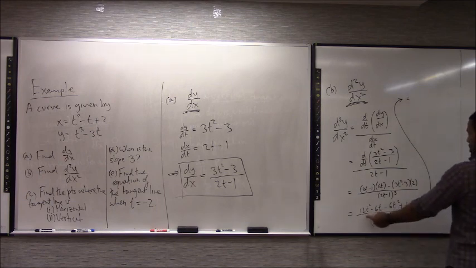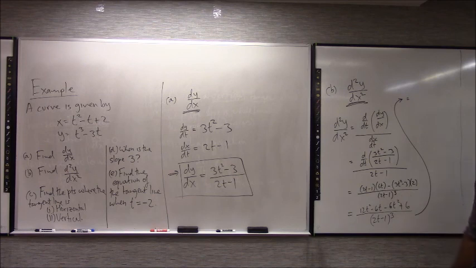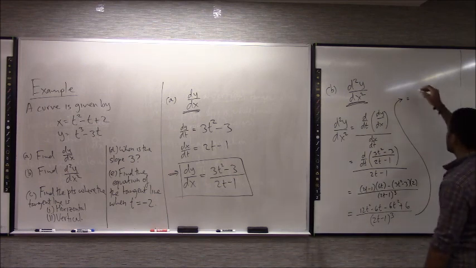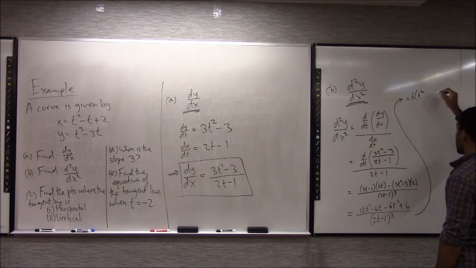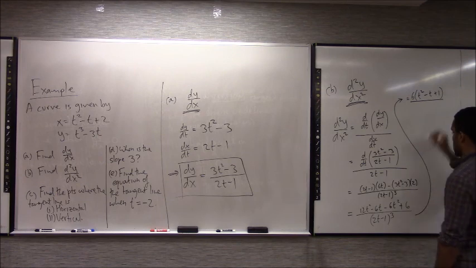Well, we have the 12t squared minus the 6t squared, so that would just give us 6t squared. So t is a common term, 6 is a common term, I'd be able to factor that out. So that'll be t squared. It's minus 6t, so it's just minus t. And plus 6 is plus 1. Over 2t minus 1 cubed.